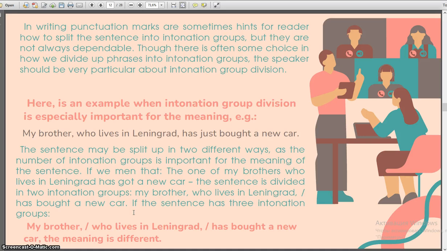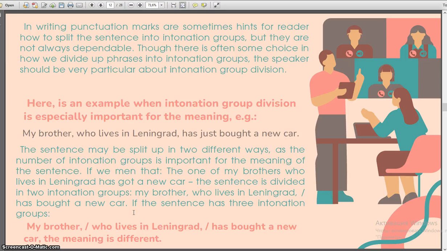Example: My brother, who lives in Leningrad, has just bought a new car. The sentence may be split up in two different ways, as the number of intonation groups is important for the meaning of the sentence. If we mean that the one of my brothers who lives in Leningrad has got a new car, the sentence is divided in two intonation groups.